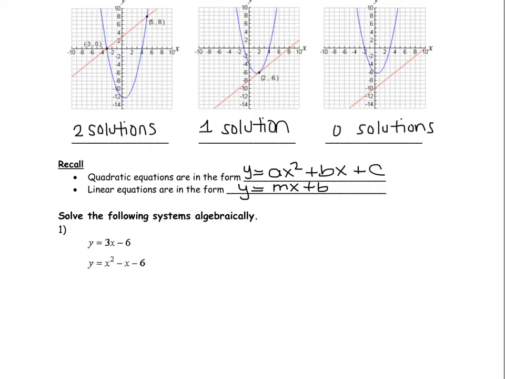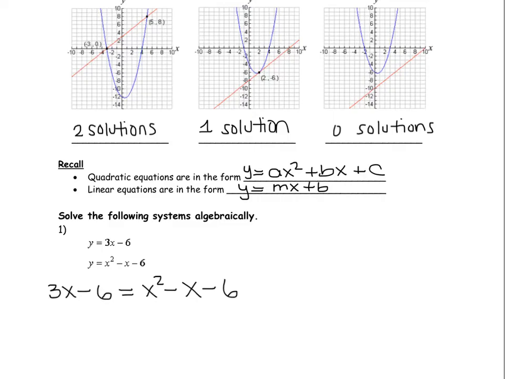So looking at this first example, it says solve the following systems algebraically. So like we discussed, when we're solving a system algebraically, we're solving for the point or points of intersection. So when we're done solving this, we could either have two solutions, one solution, or no solutions. So this is kind of similar to when we had two linear systems. You see how this says y equals something and y equals something else? What method do you think we would use to solve it? Well, we would actually set them equal to each other. Because if y equals this and y equals this, I could say this piece equals this piece. So I'm going to put 3x minus 6 equals x squared minus x minus 6.